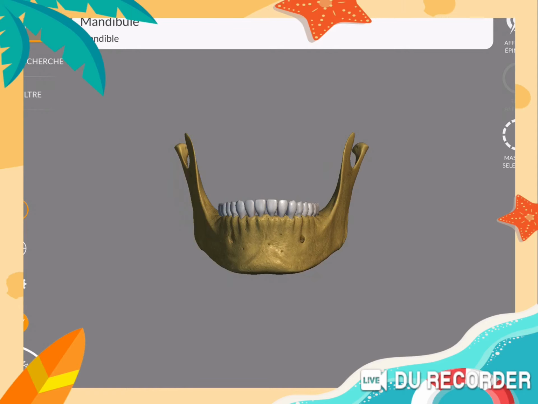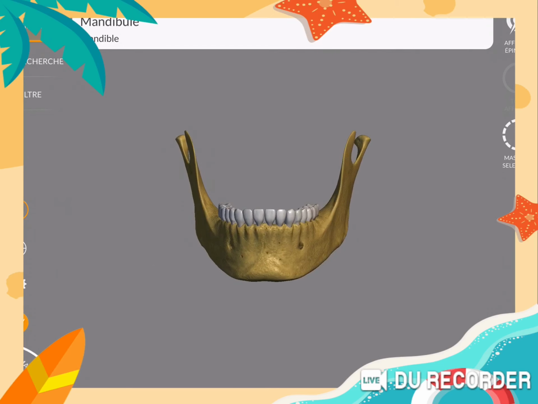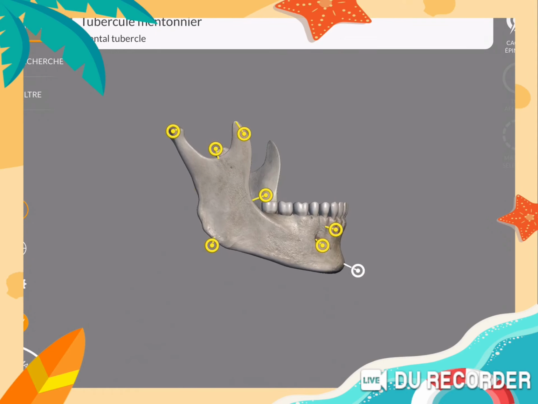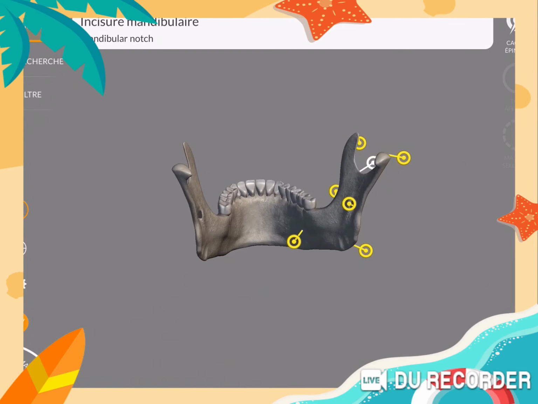It is composed of 3 parts. At the middle we see here the body of the mandible, bordered inferiorly by the mandibular tubercle. Laterally we have the ramus of the mandible, bordered inferiorly by the angle of the mandible, superiorly by the mandibular foramen or notch, and also we have the internal portion of the mandible.